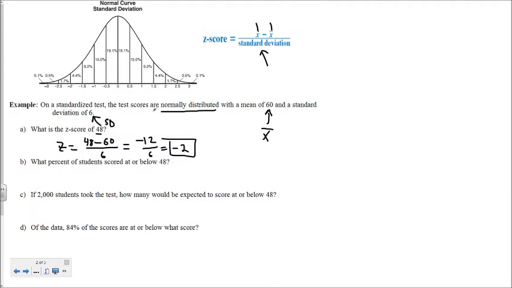Now it asks what percent of students scored below 48. Well, using the z-score, I could either go to the normal graph to see where the z-score of negative 2 is and add up the percents which are less than that value, or we can use our calculator, which has all this information stored in it. Anytime you want to know a value of a z-score at or below a particular value, you first need to calculate its z-score. So the z-score for 48 we found in part A was negative 2.